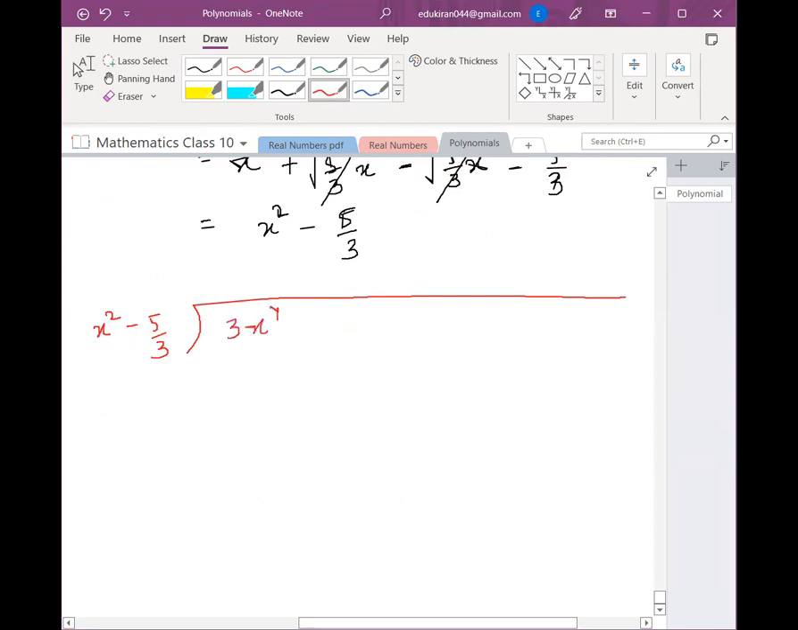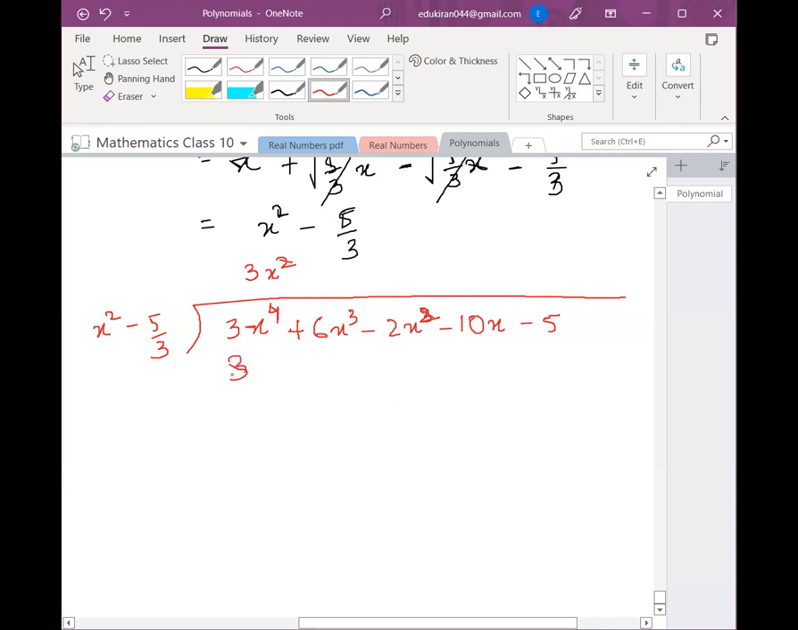3x^4 plus 6x^3 minus 2x^3 minus 10x minus 5. Okay. So first term, look at the first term. So I'll multiply with 3x squared, right? Ma'am, it is 2x squared. Okay. Yes. So first term, I'll multiply with 3x squared.